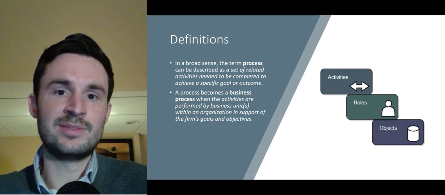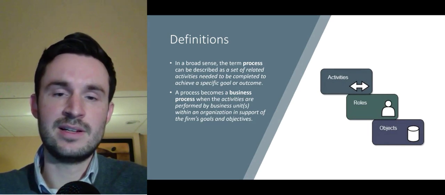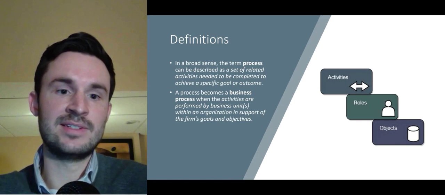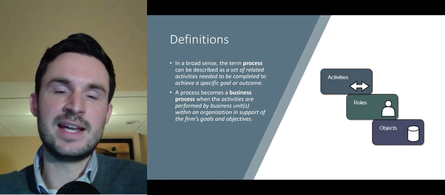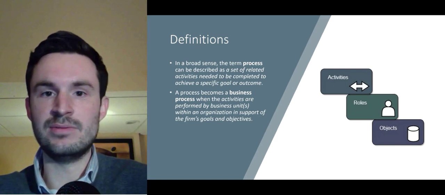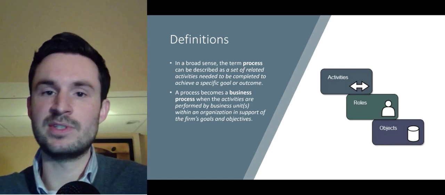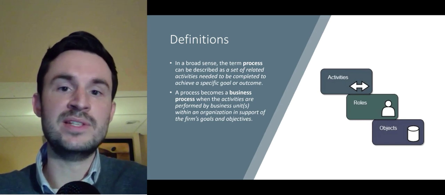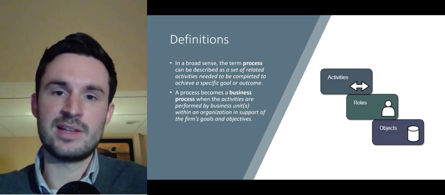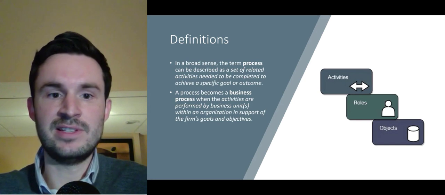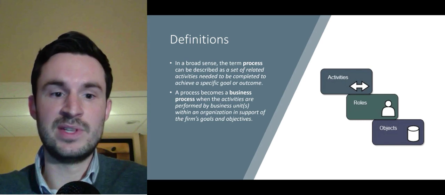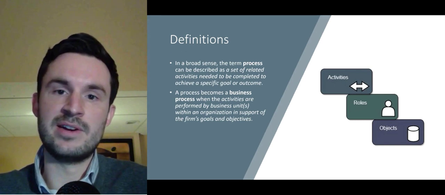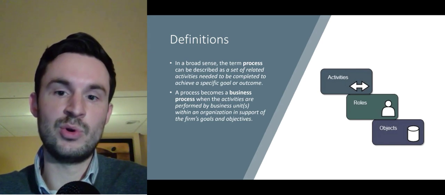So, to start, I want to get some definitions out of the way. Starting at the top, we can define what a process is as any set of related activities that are needed to achieve some specific goal or specific outcome. And from here, we can derive what a business process is. A business process is when these activities are performed within business units of an organization or an enterprise that are in support of that firm's overall goals and objectives.